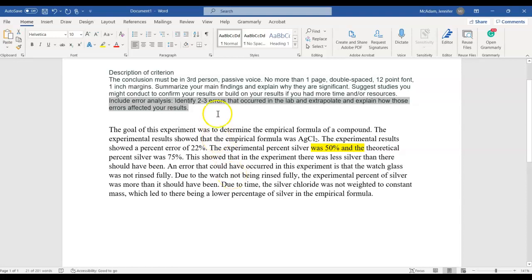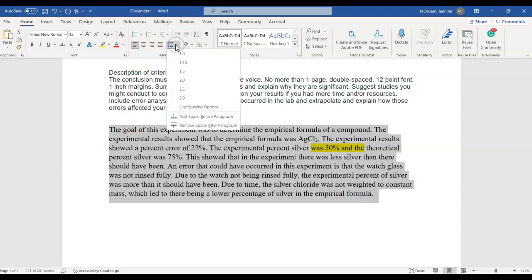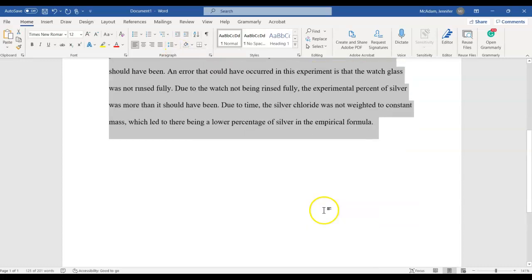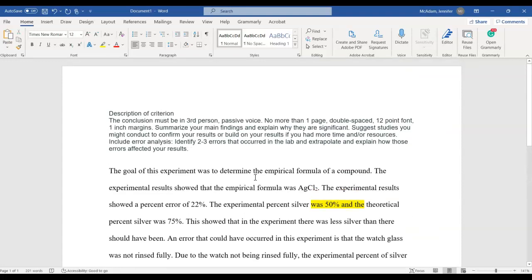So for this one, if you have 2 of them for this lab, that's fine. The next one you'll have, when we get to experiment 3, you'll have so many errors you could write 6 pages about it. Okay, so that's pretty much what you're going to do. Obviously, it's going to be a lot longer than this. This needs to be double spaced, and it's 1 page. See, this is not even close to a page. It doesn't have to be an entire page. It just can't be longer than a page.